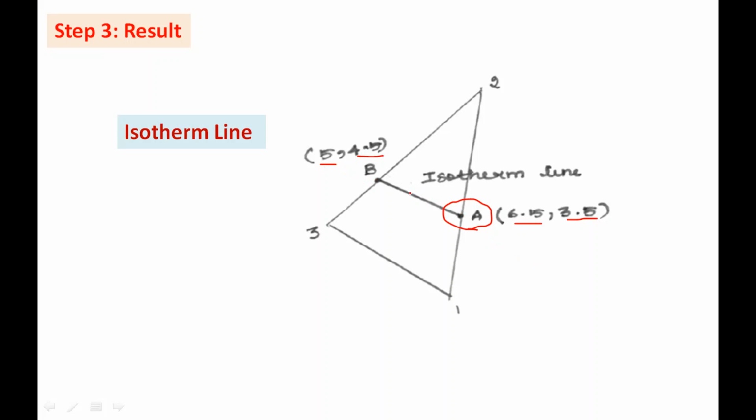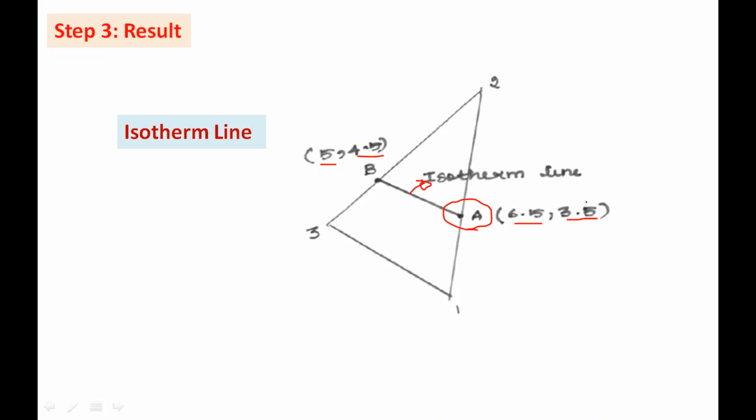So this is called isotherm line. We are finding it. So this is another type of problem possible. Now we will take up one more example, which contains both the type 1 and type 2 problems.